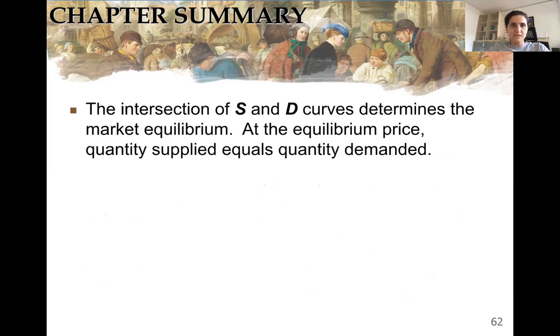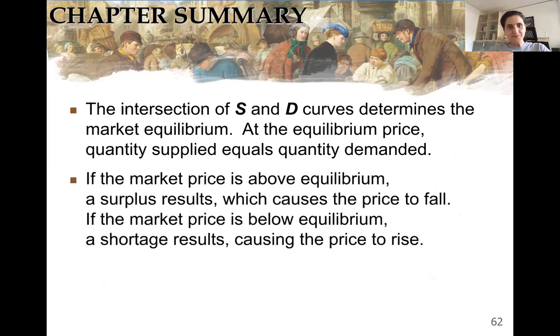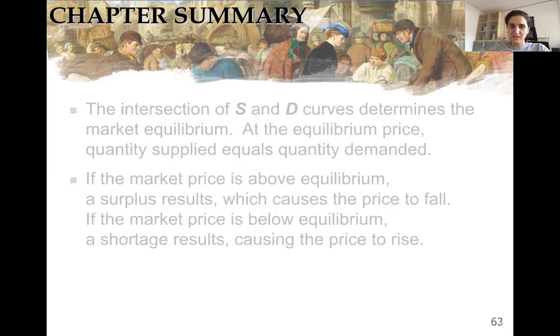The intersection of the supply and demand curves determines the market equilibrium. At the equilibrium price, quantity supplied equals quantity demanded. If the market price is above equilibrium, a surplus results, which causes prices to fall. If the market price is below equilibrium, a shortage results, which causes the market price to rise.